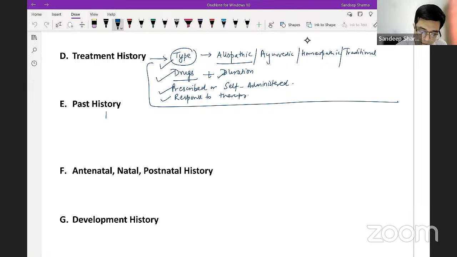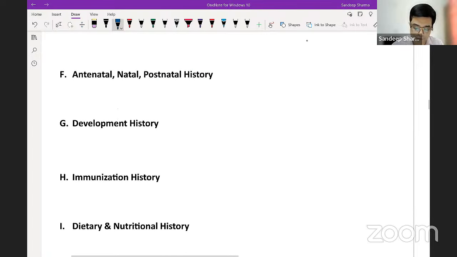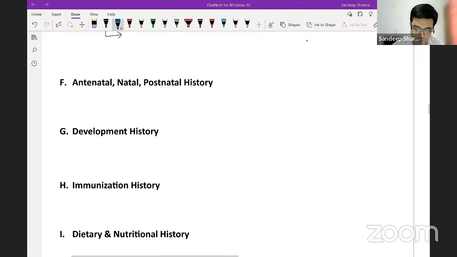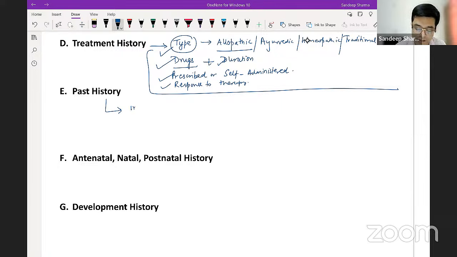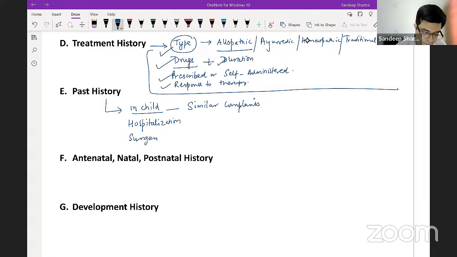Then you will ask about the past history. Past history, when you ask, you will ask about the past history in the child of similar complaints. You will ask for any past history of hospitalization. You will ask for any past history of any surgery being done in the patient, right? So these are the past histories that will be relevant to the patient.